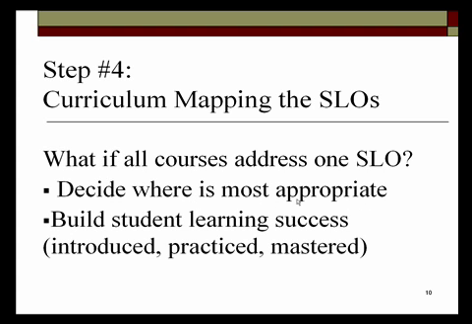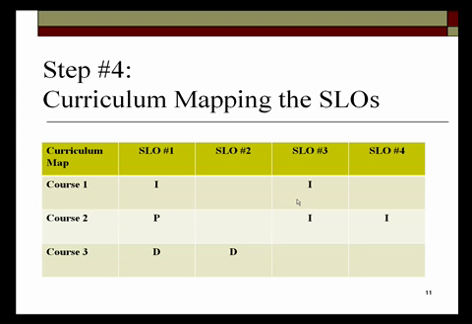What if one of our SLOs, such as using statistical software, is covered in all our required courses? You can decide where in the curriculum is the best place to address this student learning outcome. You can build student learning success through introduction, practice, and mastery. So the curriculum map can be rewritten to specify where in the curriculum each SLO is introduced, practiced, or where students finally demonstrate their mastery by using an I, a P, or a D in the appropriate box instead of an X.